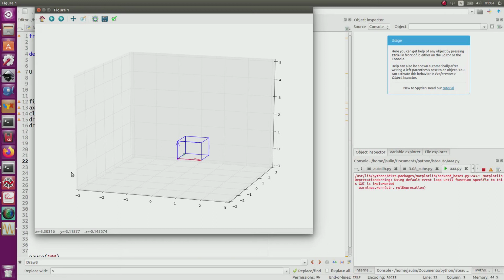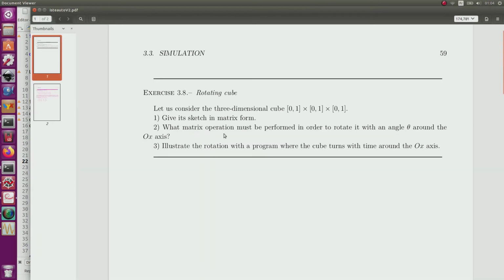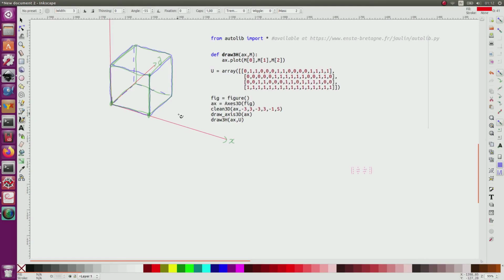So now in the exercise, I have to make it rotate around an angle theta with respect to the OX axis. I want my cube to turn like this. So for this I need to use a rotation, and the rotation formula we use in homogeneous coordinates is the following.